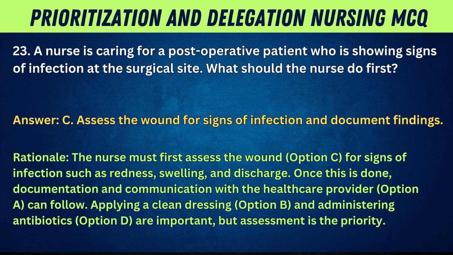Rationale. The nurse must first assess the wound, option C, for signs of infection such as redness, swelling, and discharge. Once this is done, documentation and communication with the healthcare provider, option A, can follow. Applying a clean dressing, option B, and administering antibiotics, option D, are important, but assessment is the priority.